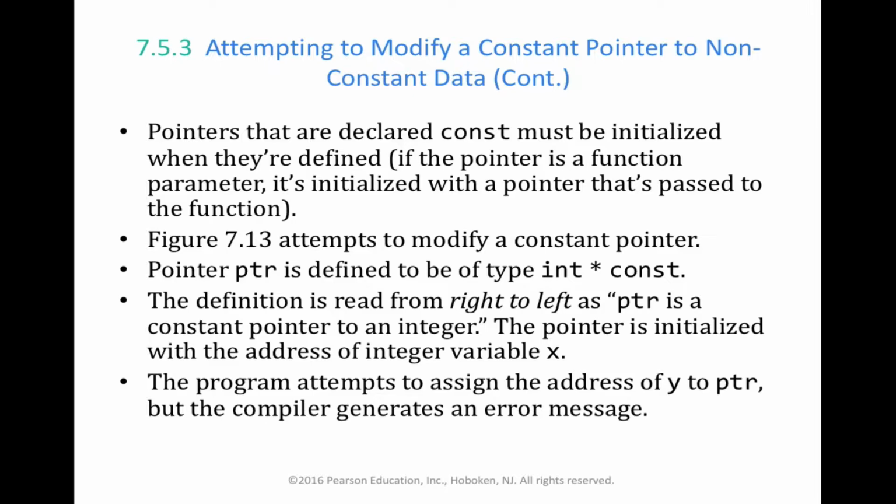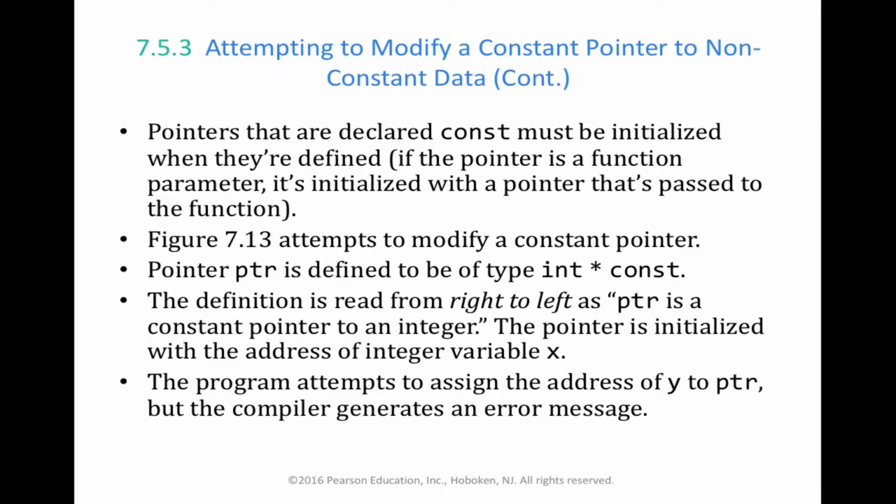When a pointer ptr is defined to be of type int * const, for a constant pointer, the const keyword goes between the star and the pointer name. Read from left to right, ptr is a constant pointer to an integer. From right to left, ptr is a constant pointer to an integer. The pointer is initialized with the address of the integer variable x.